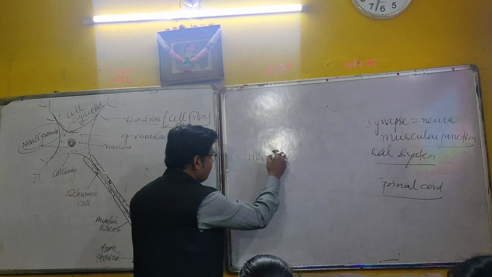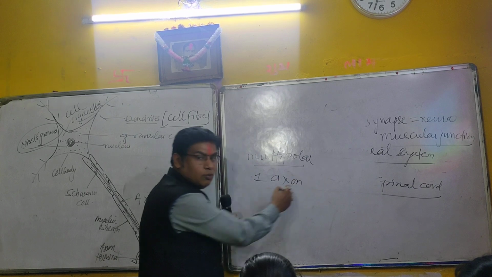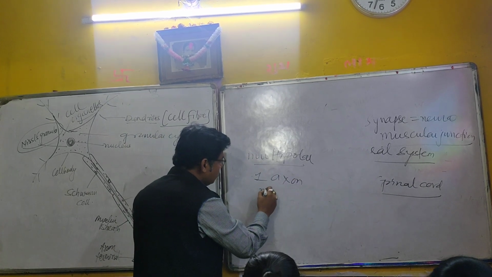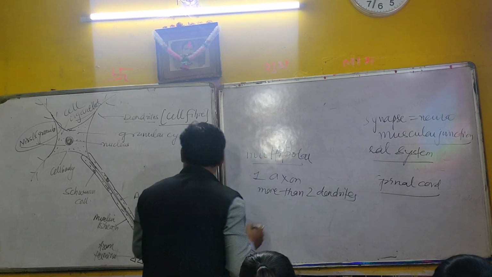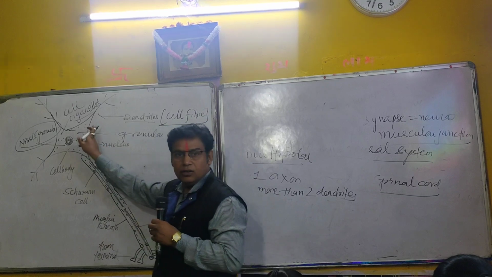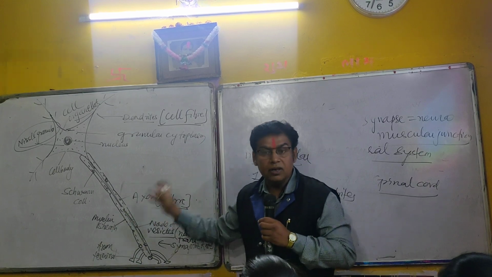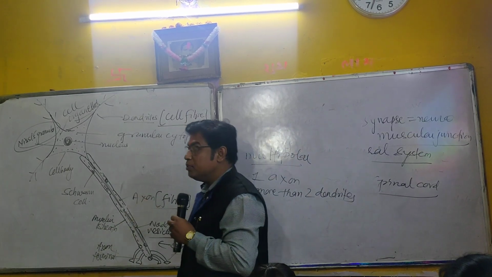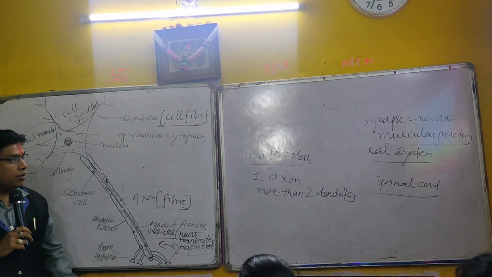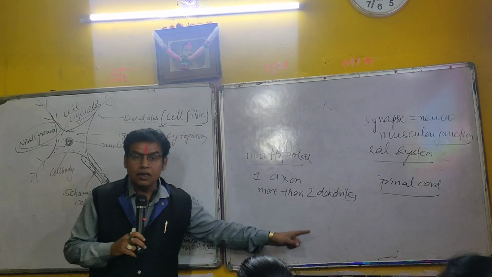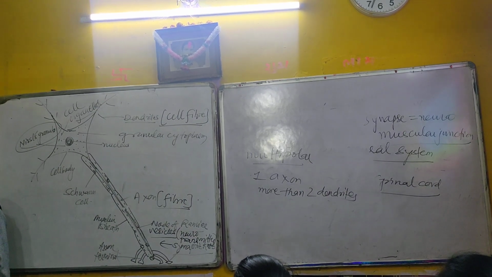What is multipolar? One axon and two or more than two dendrites. Clear? As you can see, one axon and more than two dendrites. I have drawn this structure of a multipolar neuron. So the first type of neuron is what you rightly call a multipolar neuron. And what is a multipolar neuron? One axon and more than two dendrites.